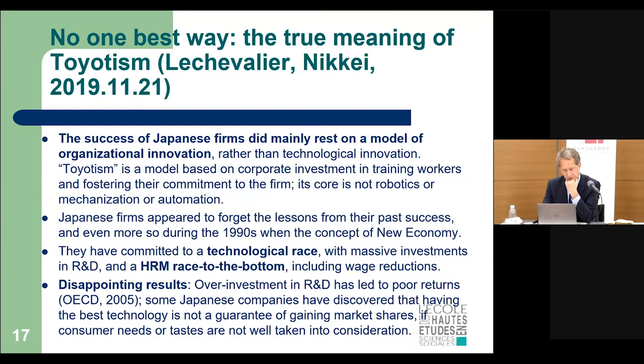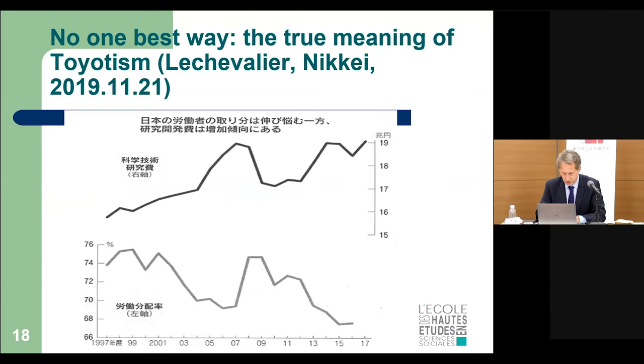The result is this kind of picture that I took from an article I published in the Nikkei Shimbun two or three years ago, that shows, again, two lines that are not correlated, but I think it's quite striking that at the time you observe an increase of expenditure in technology and R&D, you observe a simultaneous decrease in the kind of spending related to human resource management and training.